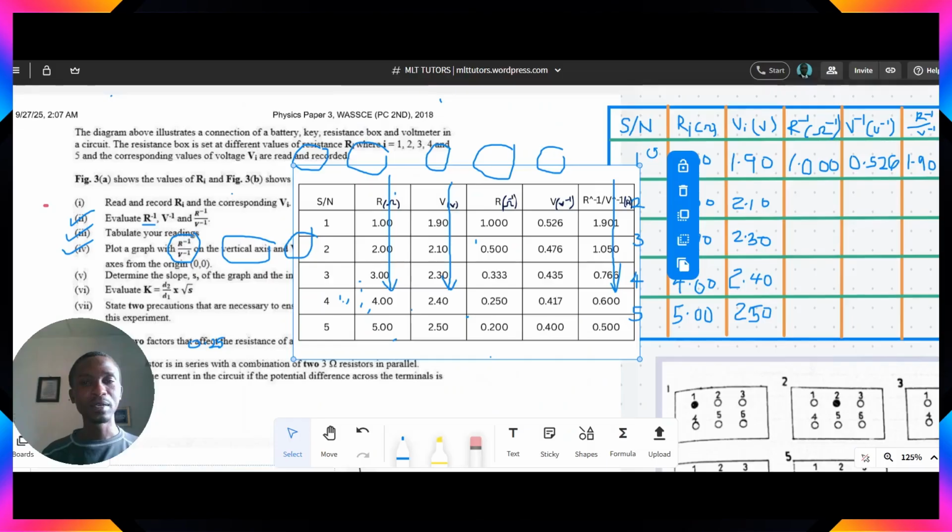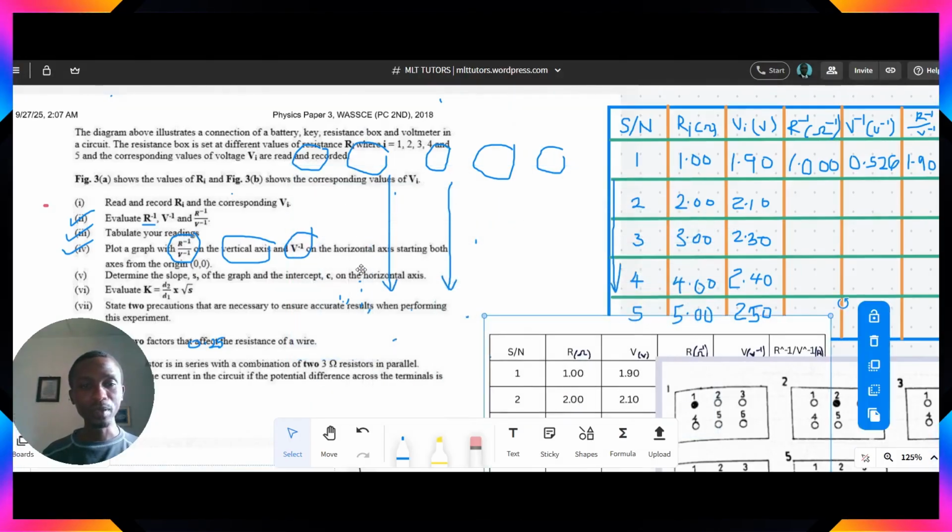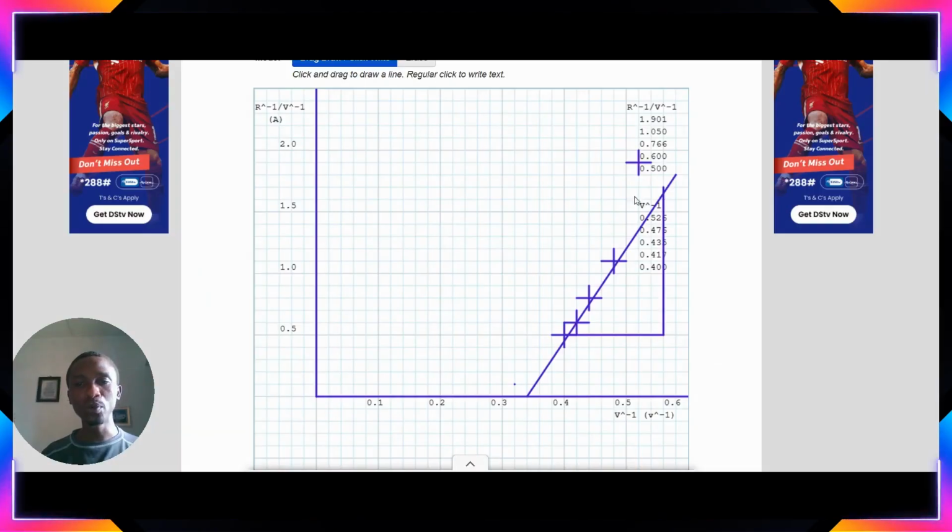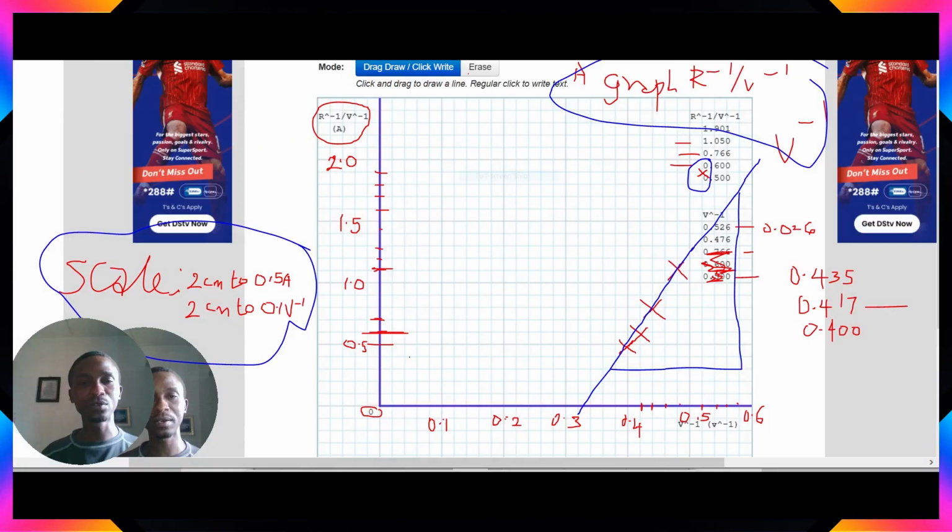Okay, now what else do we have left in the question? Apart from the graph, determine the slope of the graph and the intercept C on the horizontal axis. To do the slope, you just need to do change in the vertical over change in the horizontal. Here is the formula of the slope. Don't do your slope on the graph; make sure you do it on your answer booklet.